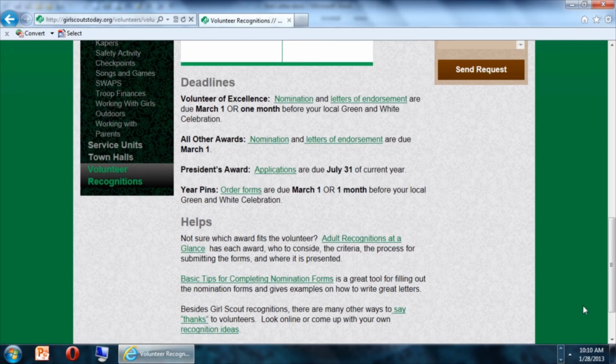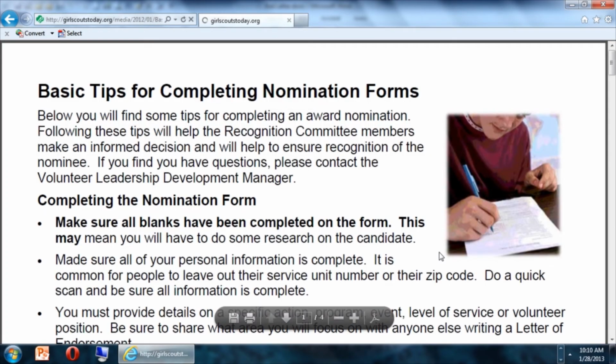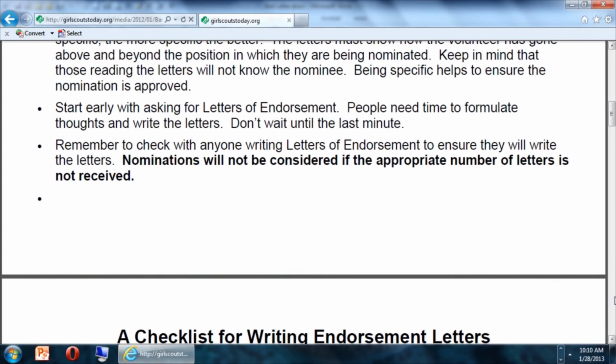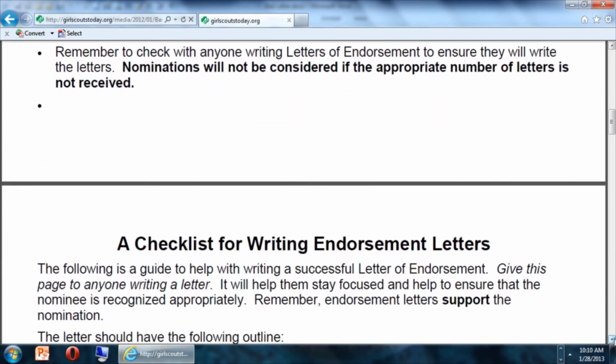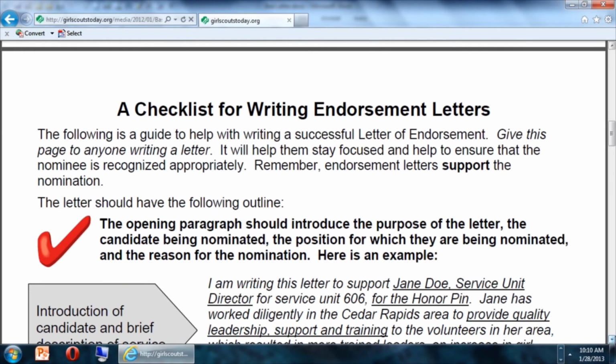Let's go back to the recognition page of our website and find out how to write effective letters. Click on Basic Tips for Completing Nomination Forms. The first page is pretty much what we have already gone through. So let's go down to the second page. We want to look at the checklist for writing endorsement letters.